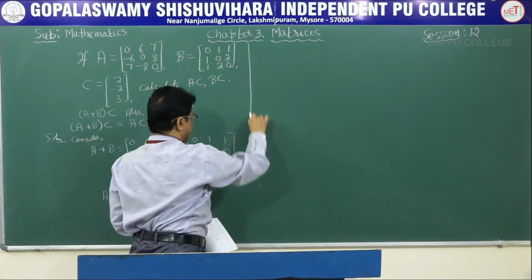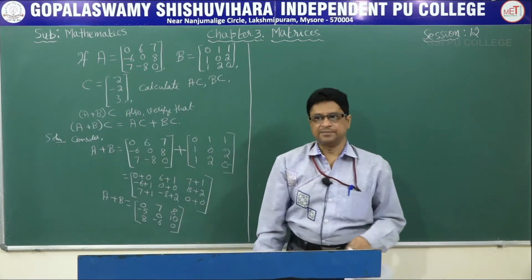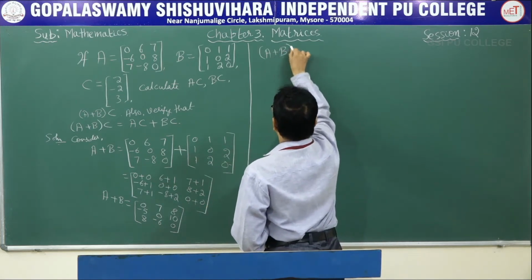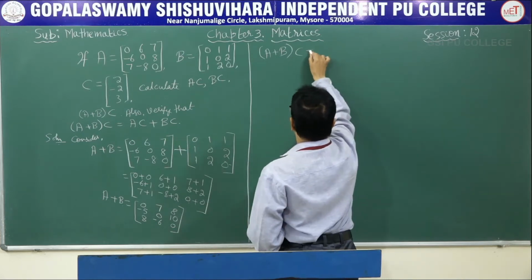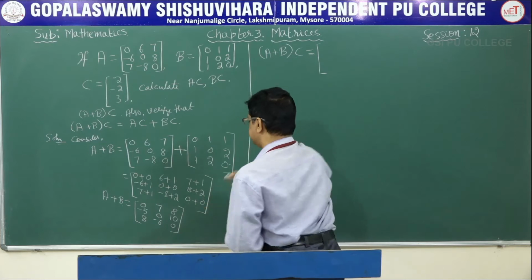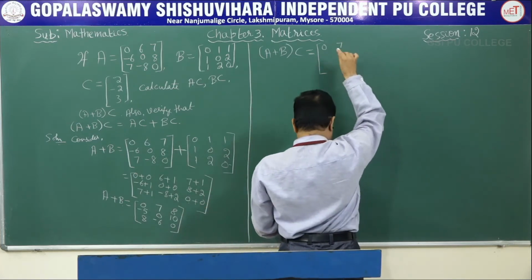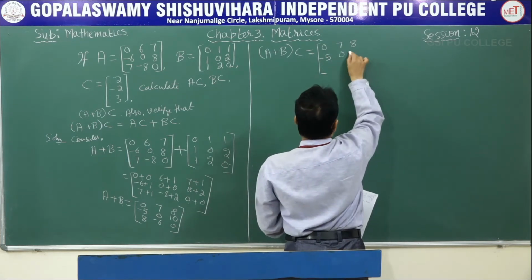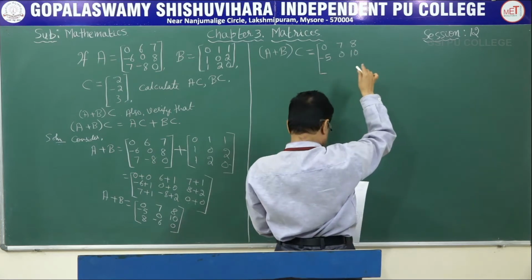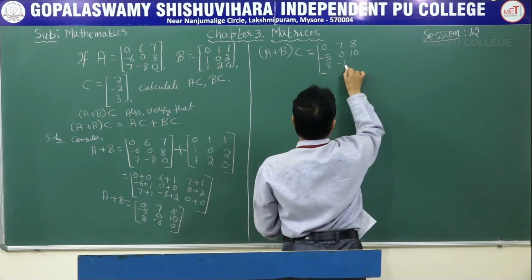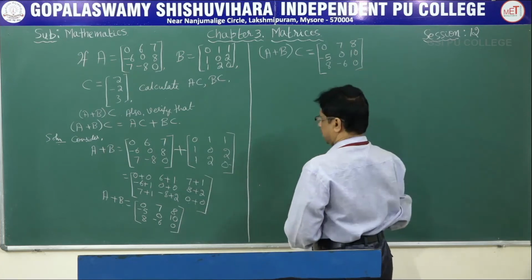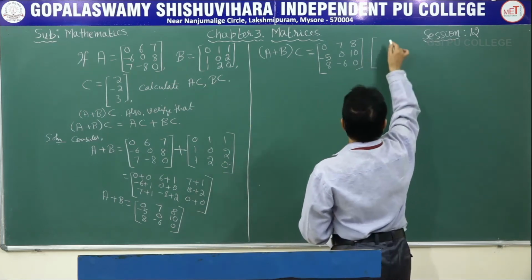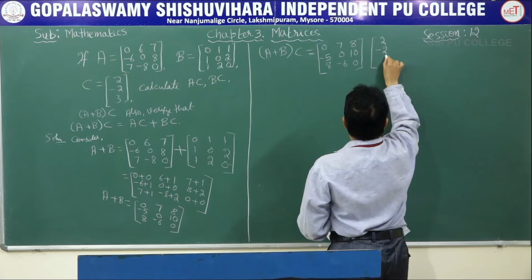Next we shall consider (A plus B) into C. So A plus B is [0, 7, 8; minus 5, 0, 10; 8, minus 6, 0] into C. So C matrix is [2; minus 2; 3].